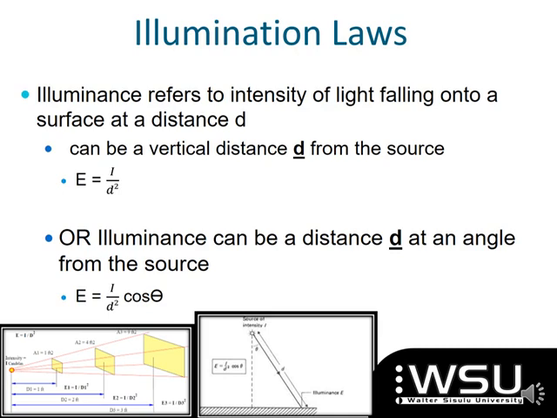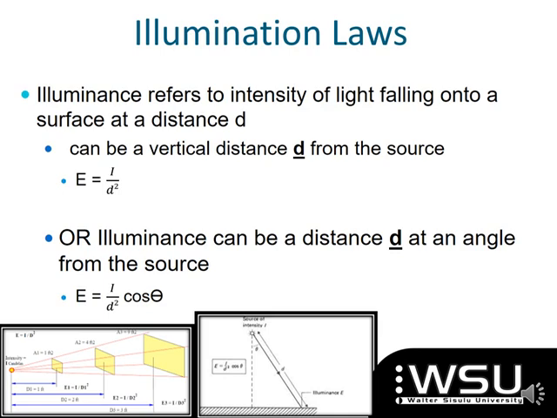So d being the vertical distance from the light source to your surface, while I becomes your candela units, which talks to your illuminating power of your light source, and your E talking to your illuminance, which means that it is the incident radiation or the light falling on your surface that you are going to get.